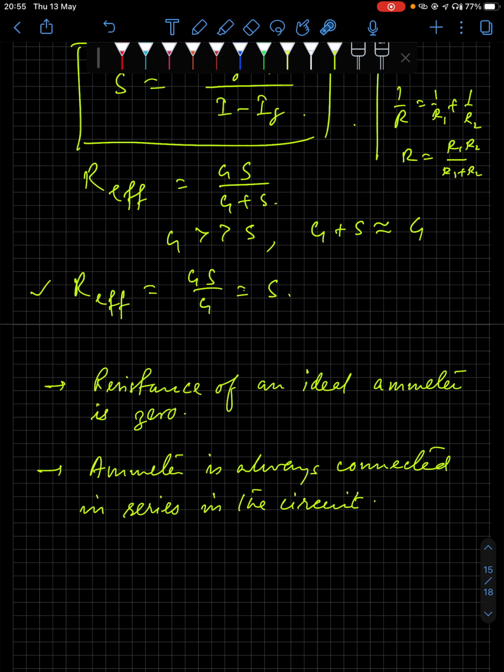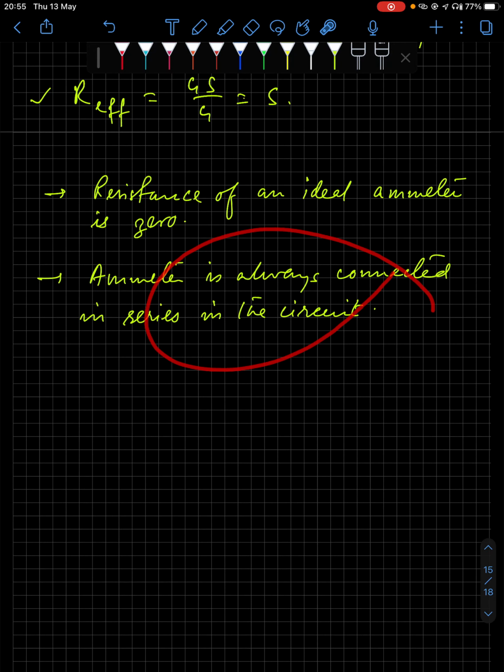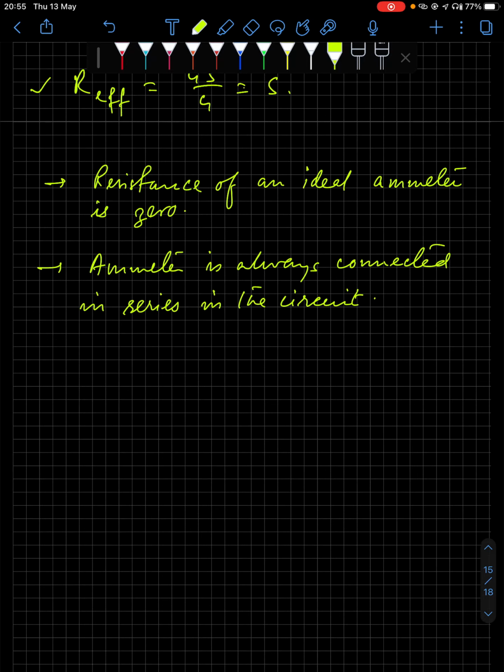So the resistance of an ideal ammeter should be zero. Why? Because if you want to measure the value of the current, as we have talked about previously, the resistance should be as low as possible. So the best ammeter is one which has zero resistance. You allow the maximum amount of current to pass through the circuit, and therefore you can measure what amount of electric current is passing. And secondly, an ammeter is always connected in series in the circuit.